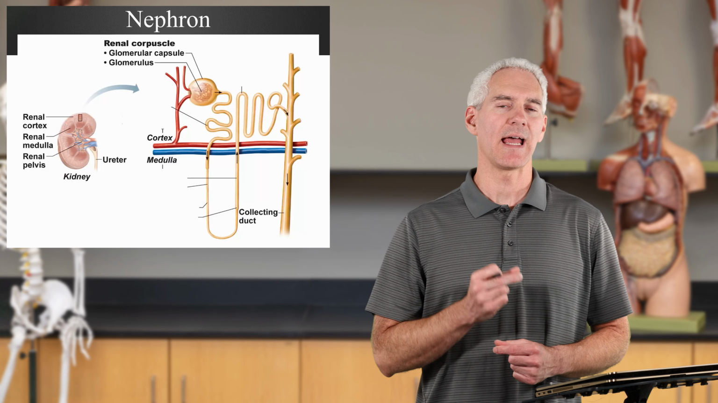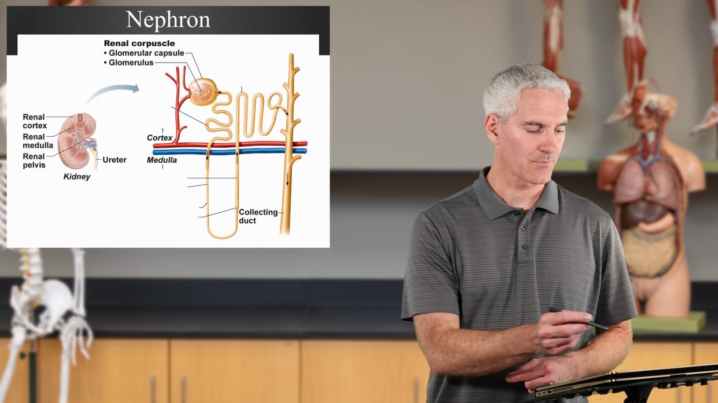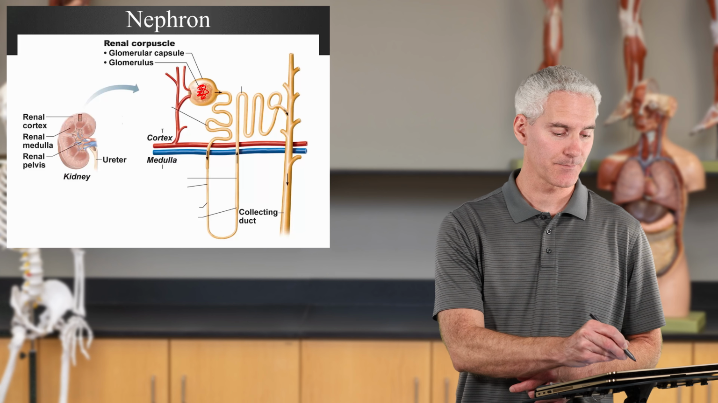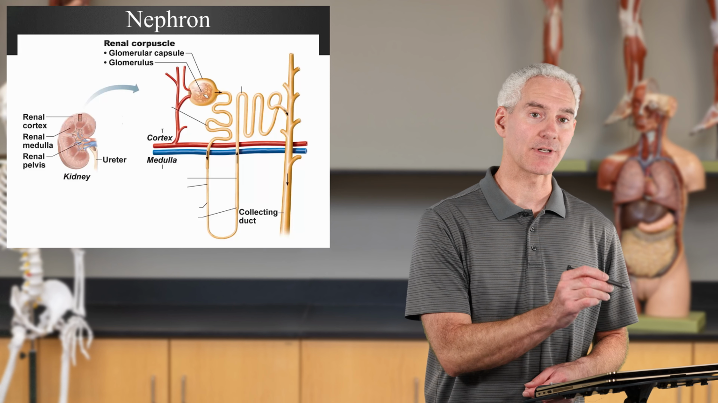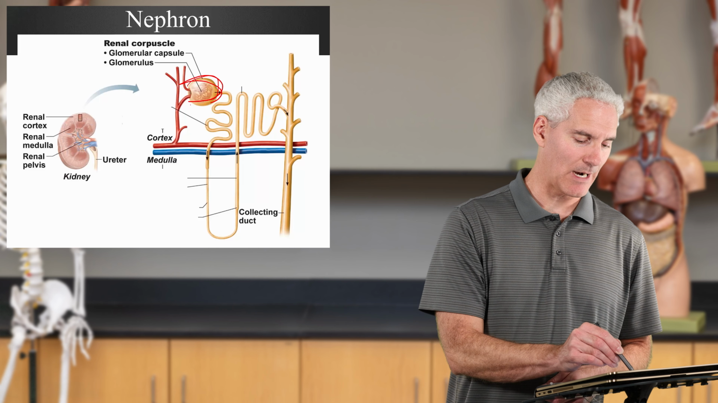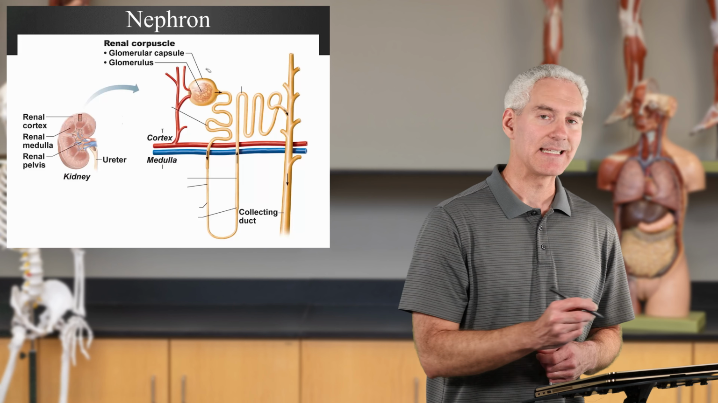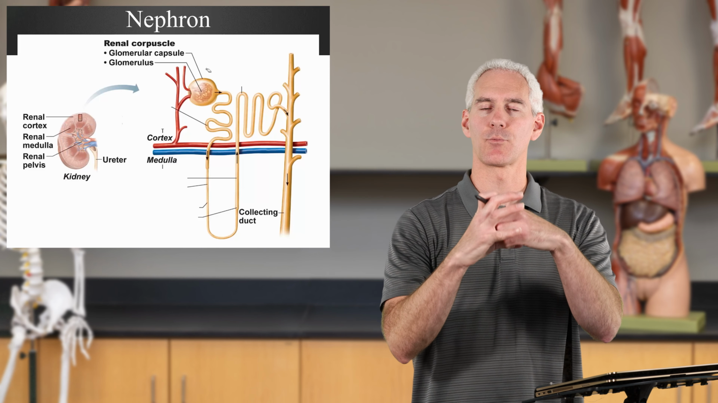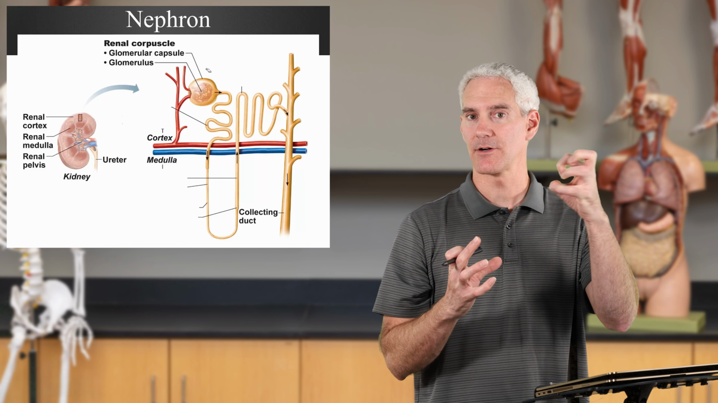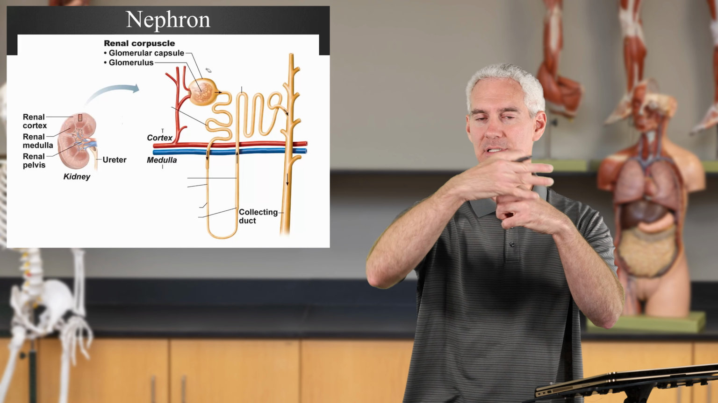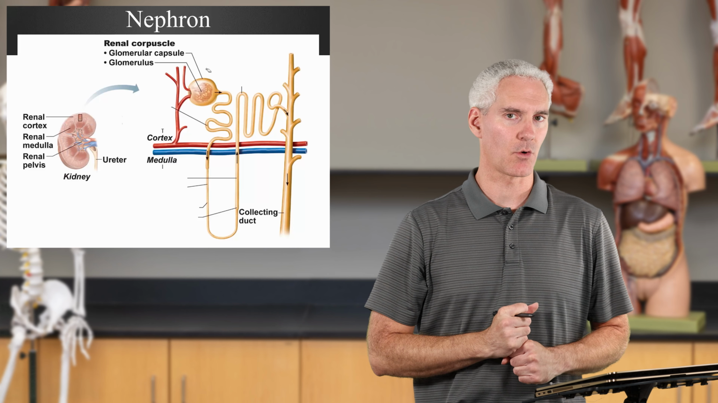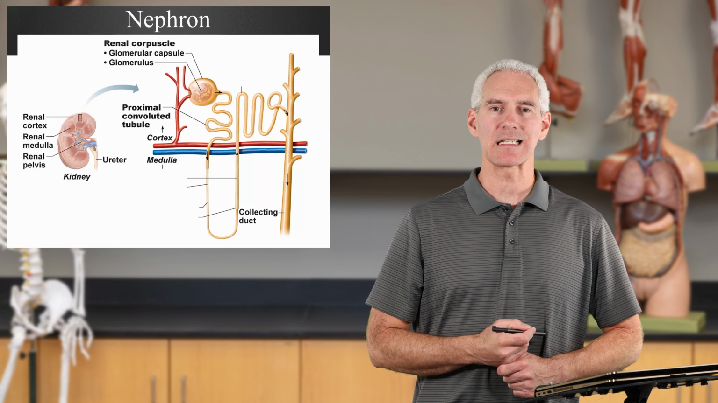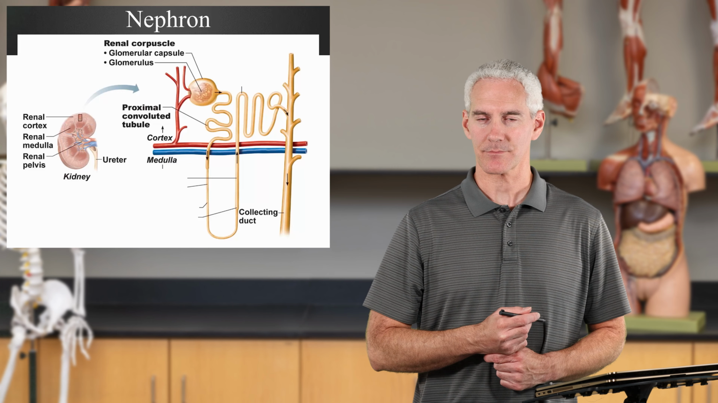Now the renal corpuscle has two main components. You have the glomerulus, which is the capillaries inside, and then you have the glomerular capsule, which is the outside. Together, the capillaries inside and the capsule outside make the renal corpuscle. So glomerulus, capillaries, glomerular capsule outside, together is the renal corpuscle. Coming off of that, you have this proximal convoluted tubule.